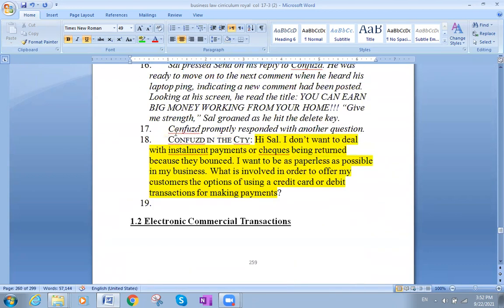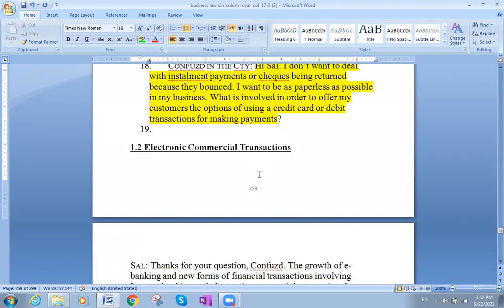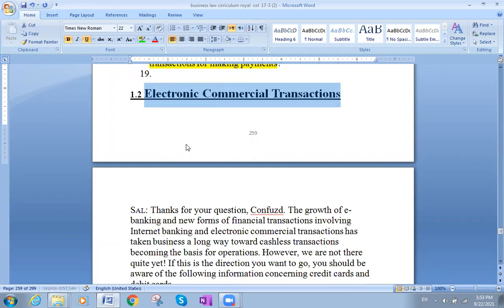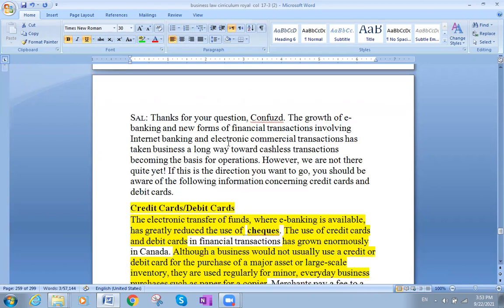Bank transactions include, for example, the way to pay, installment or cash. You use checks, you use bills of exchange, you use what are you using in your business? And what about the electronic commerce transactions? This is very important, the electronic commercial transactions.